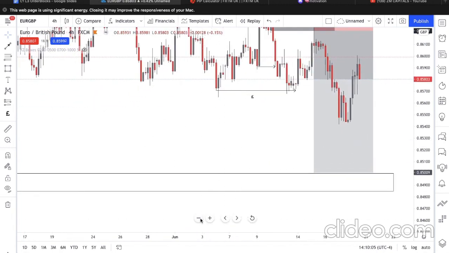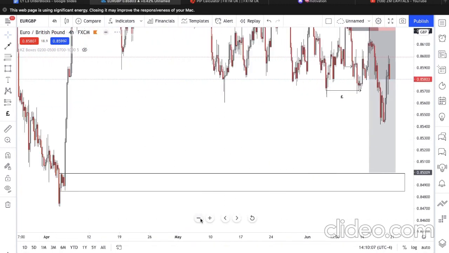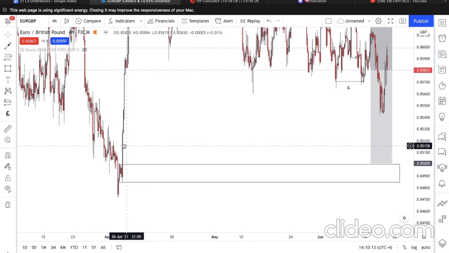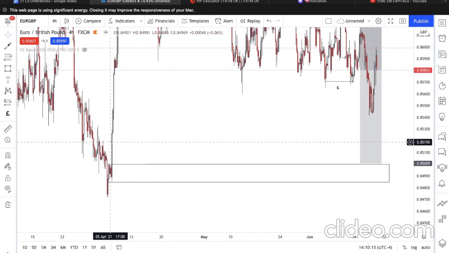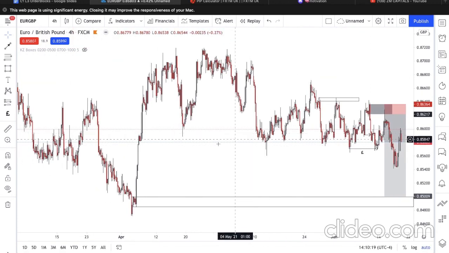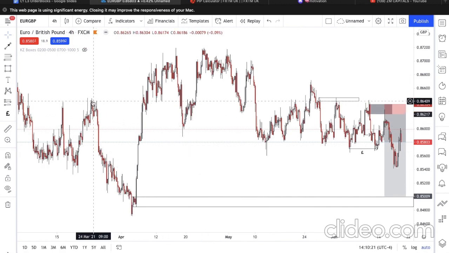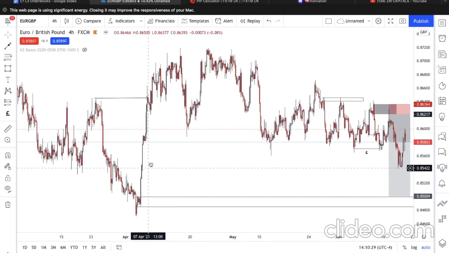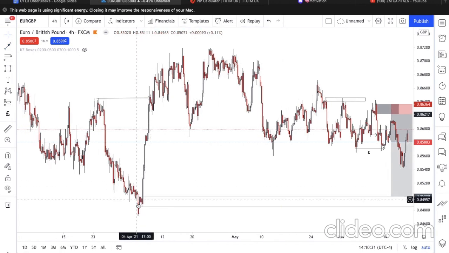Reason being is because if you zoom out, we have all of this imbalance, which I'll be teaching you in lesson 4. But essentially, I would like all of this imbalance to be filled in. And now that you lot understand the order block concept, right? Now, what do we have over here? We have a break of structure, right? Now that we have that break of structure, this would be deemed as our order block, right?